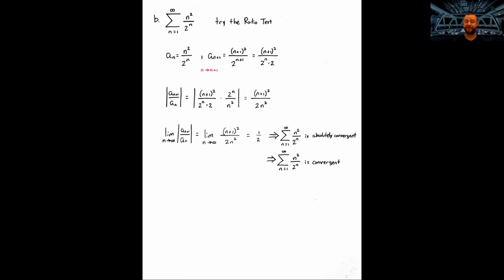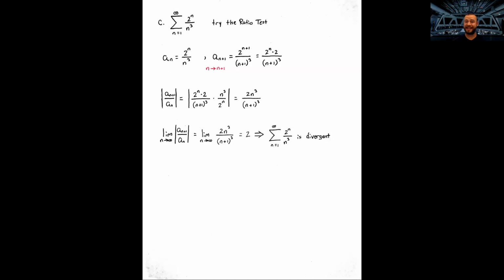All right, and a half is less than 1, so this tells us by the ratio test that our infinite series is absolutely convergent, and that thereby tells us our infinite series is convergent. All right, let's move on to part C.